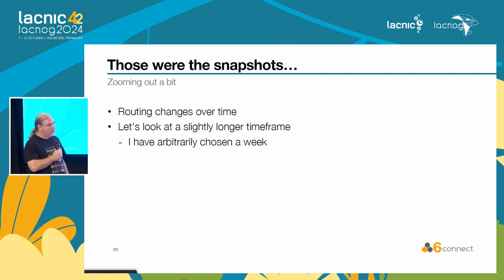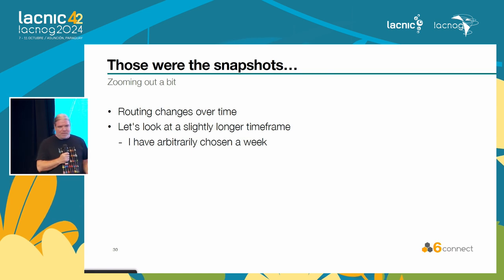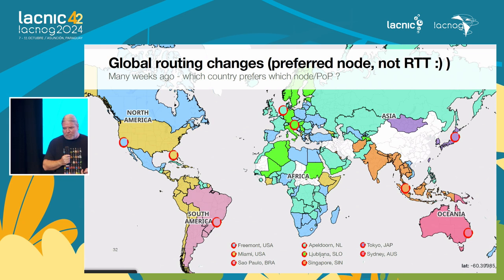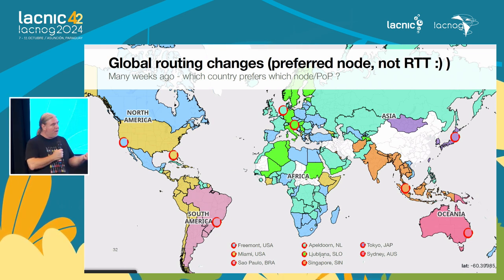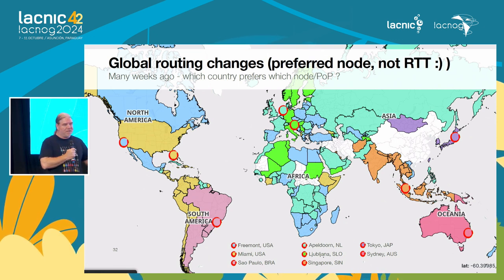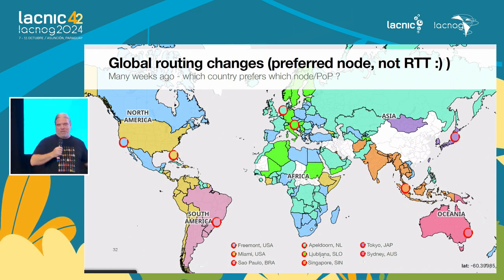So those were the snapshots. Routing changes over time. But let's look at a slightly longer time frame, and we have arbitrarily chosen a week. What's the dominant pop? This is the color of the pop and the color of the country that prefers a pop. So for example, yellow is Miami, or green is Slovenia, and so on and so forth. So you can see which country, region, prefers sending traffic to which pop, a little bit generalized.